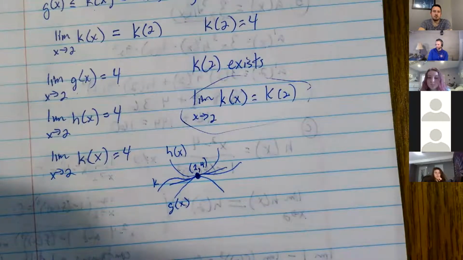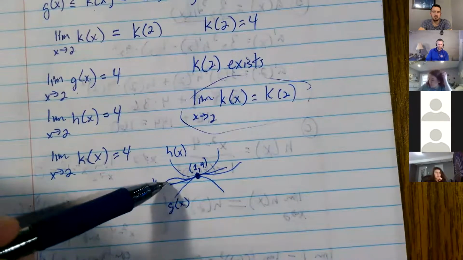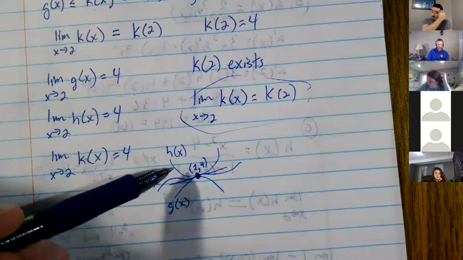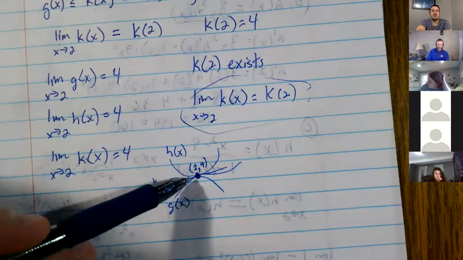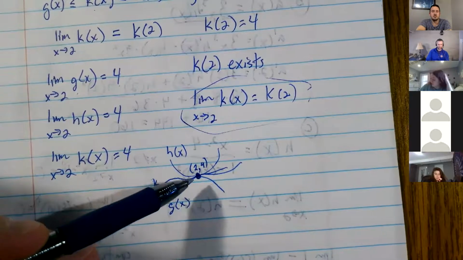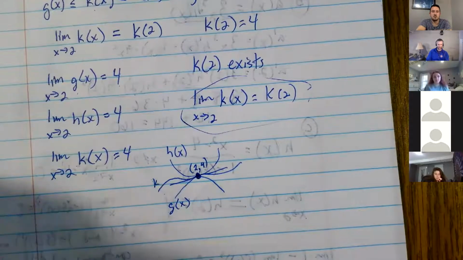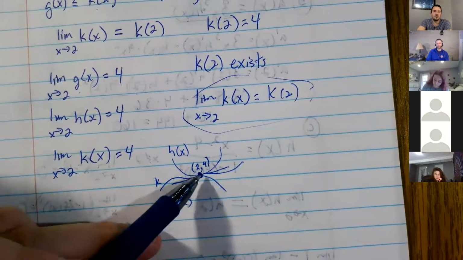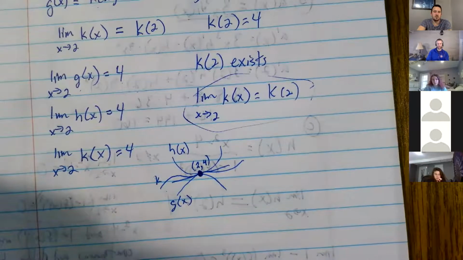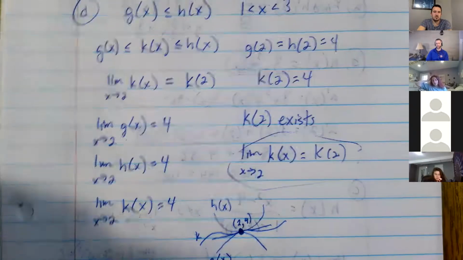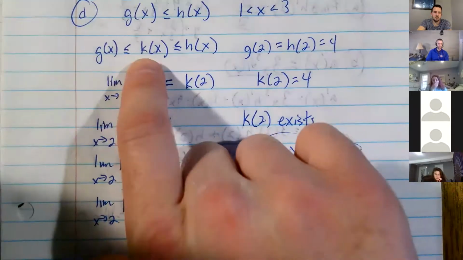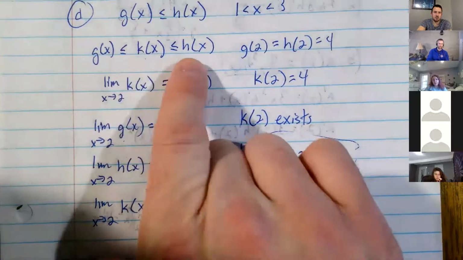Any follow-ups? They said because of the squeeze theorem. What is that? I mean, it's basically just what we described here, where as h and g get closer and closer together, k has to continue to be in between them until they're equal, right? And then k would have to be equal to them because you were told that k of x is greater than or equal to g of x and less than or equal to h of x.